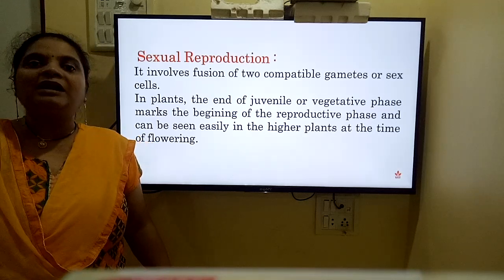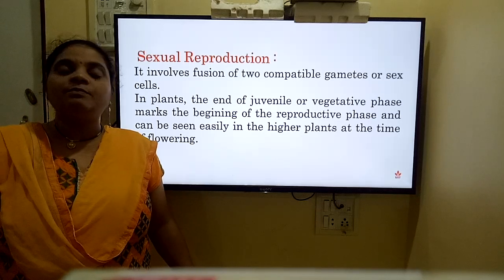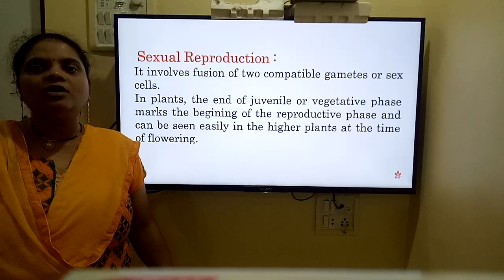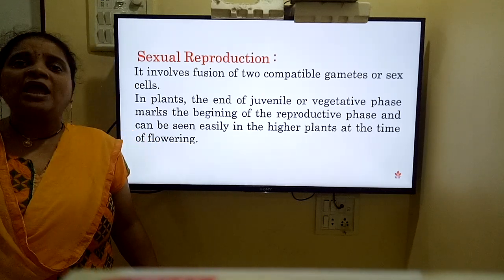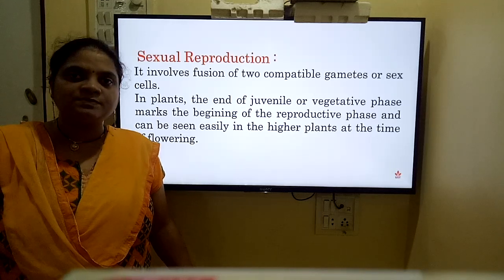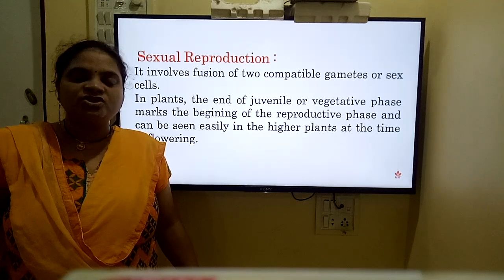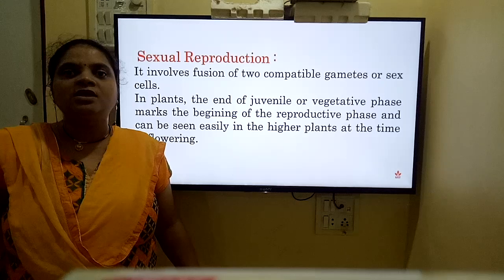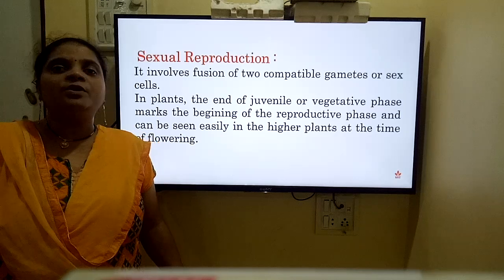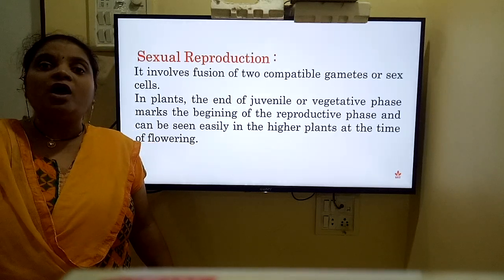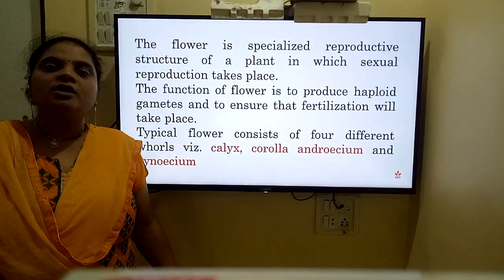In the plant, the end of a juvenile or vegetative phase marks the beginning of the reproductive phase, and we can clearly observe that in higher plants at the time of flowering. It means when the plant comes to the maturity stage, showing sufficient growth of root, stem and leaves, it starts to develop a reproductive system. This reproductive system, that is the flower, is the most important part of the plant which possesses the reproductive system.